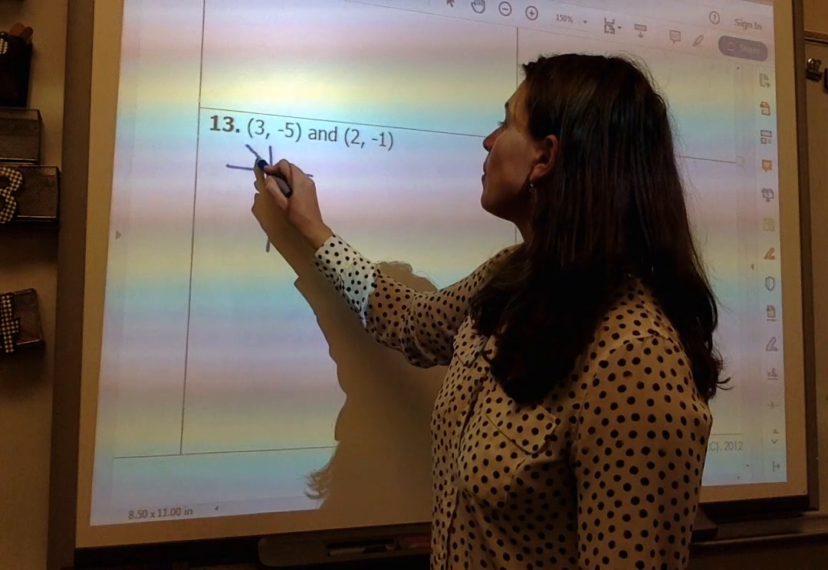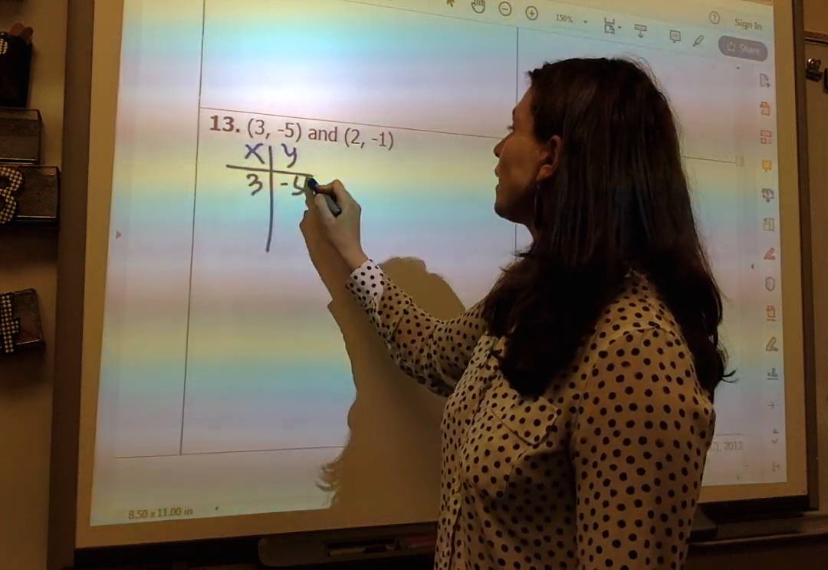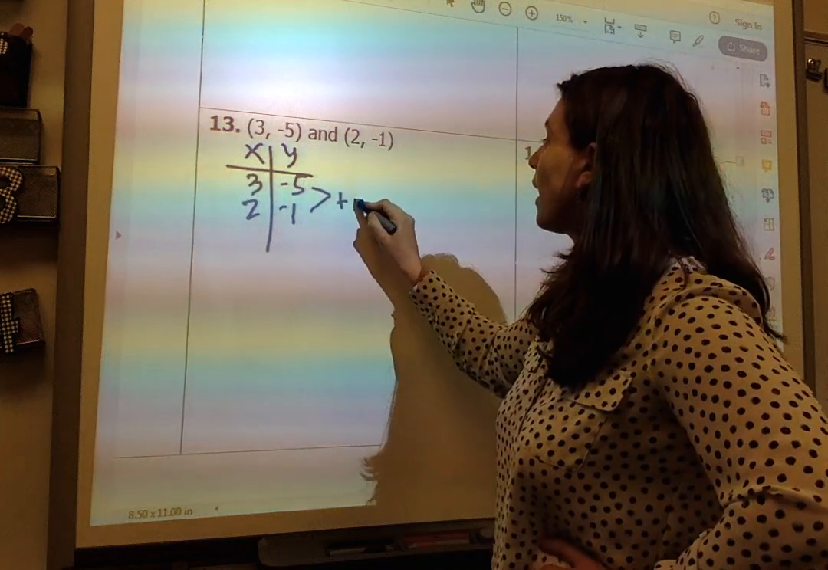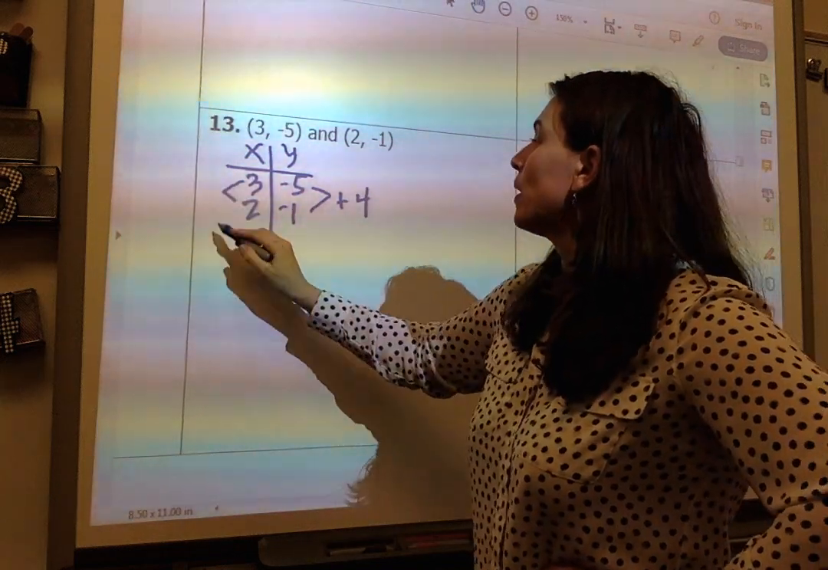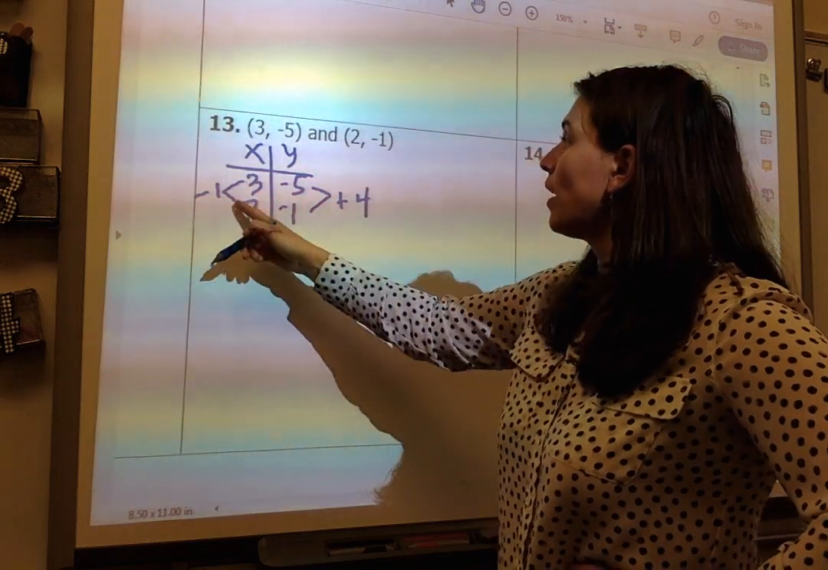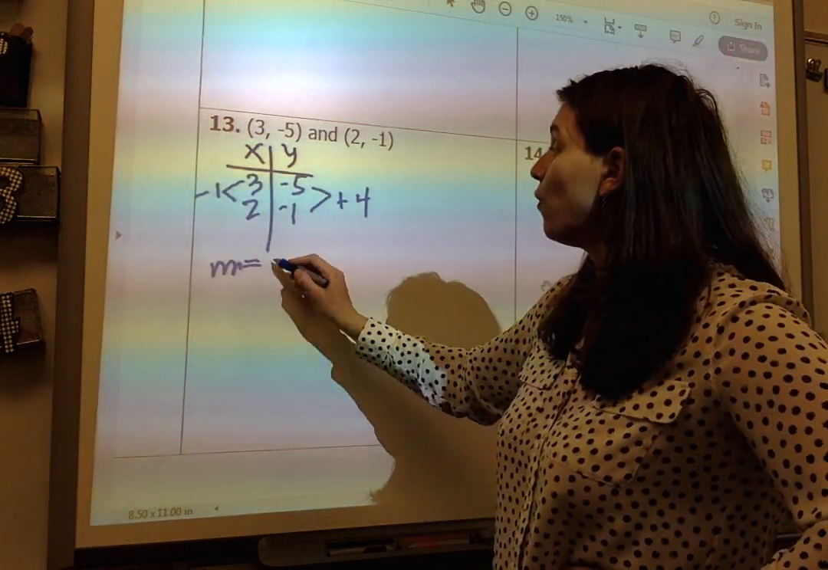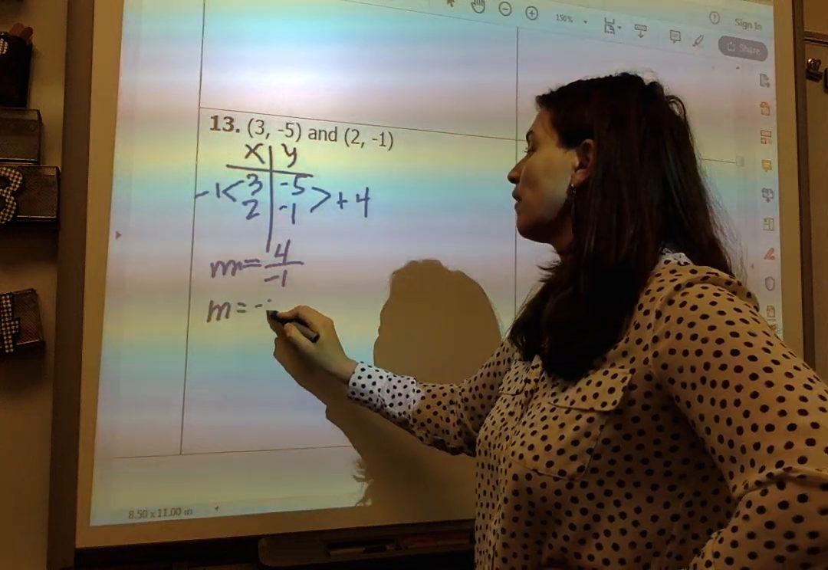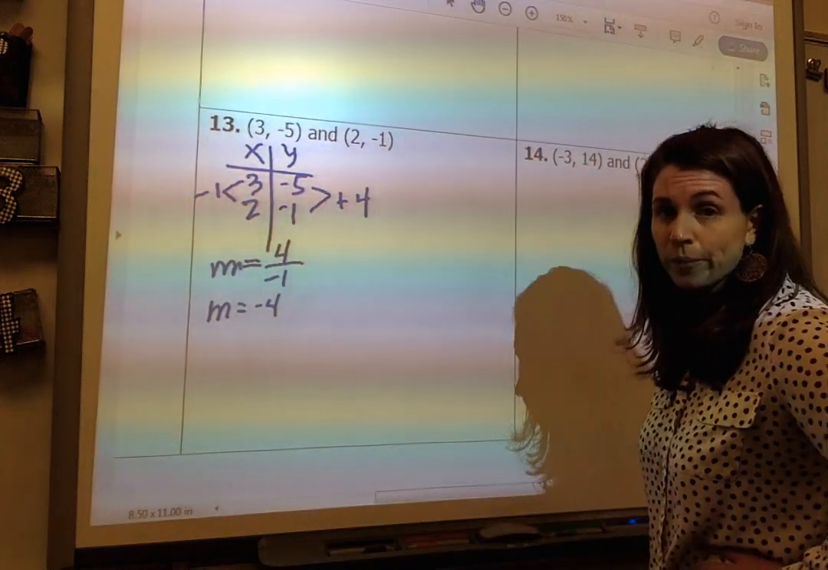So here, I've got to find my slope. I can't get around it. So 3, -5, 2, -1. How do I get from -5 to -1? I add 4. How do I get from 3 to 2? I subtract 1. So my slope is change in y over change in x. So it's 4 over -1, which reduces to -4. So my slope is -4.